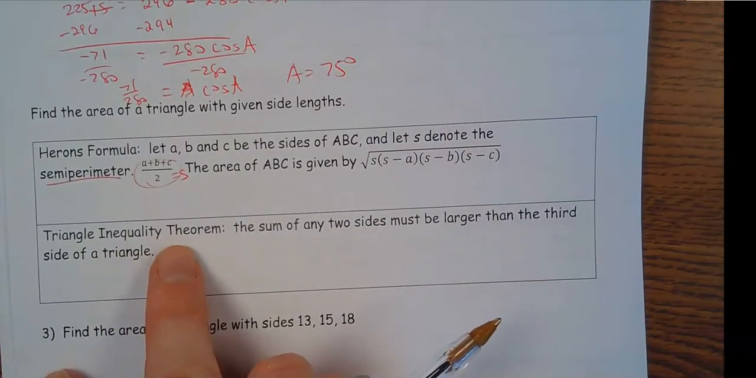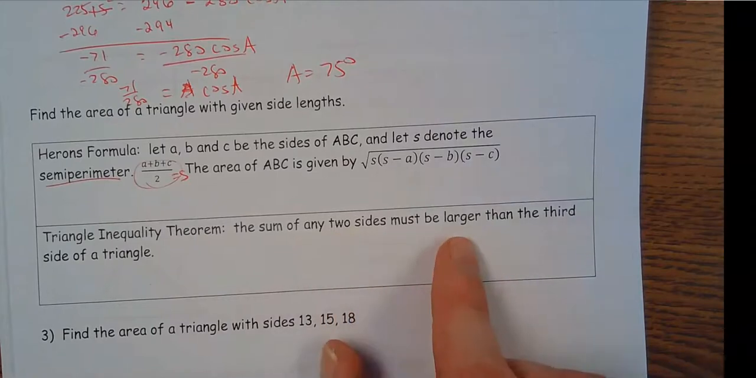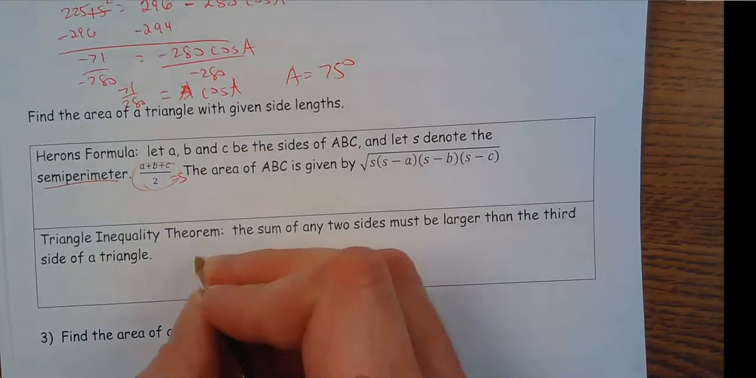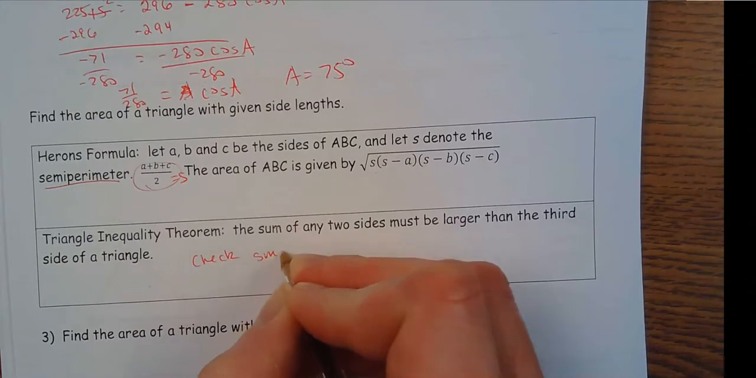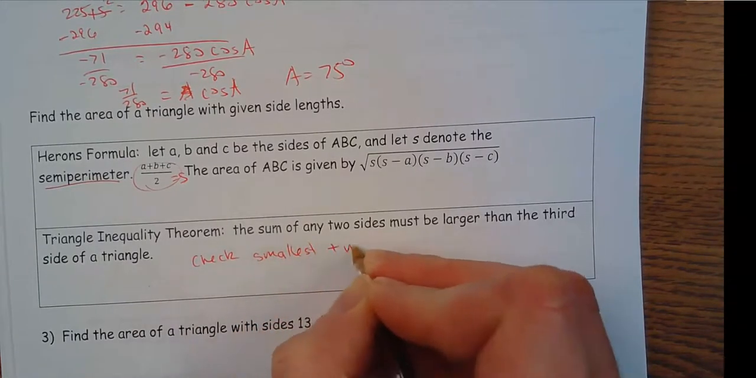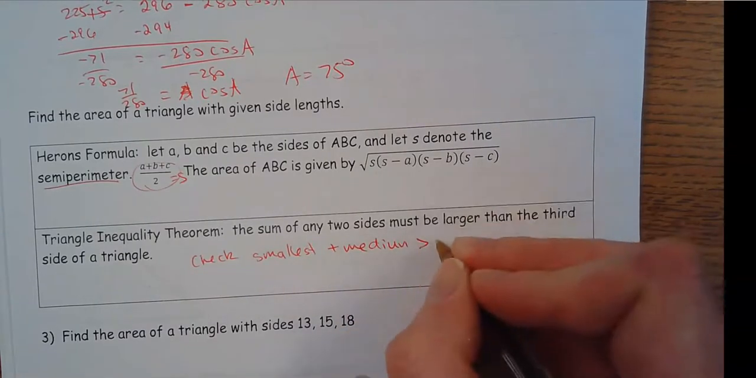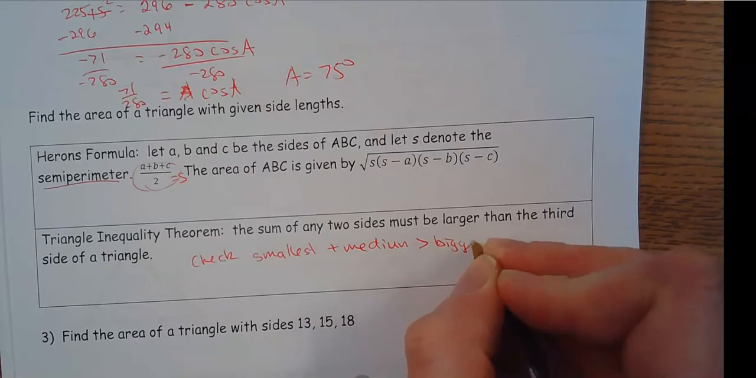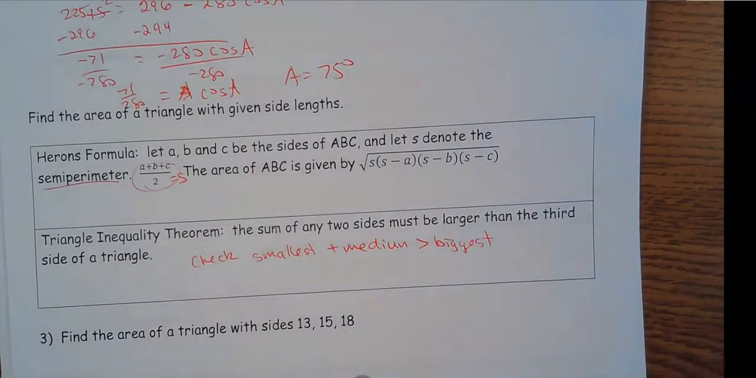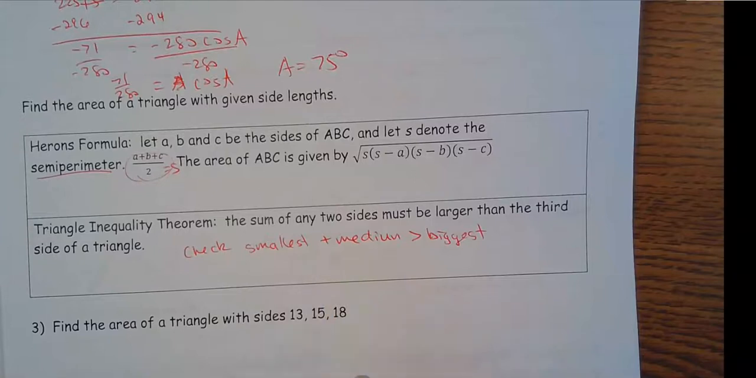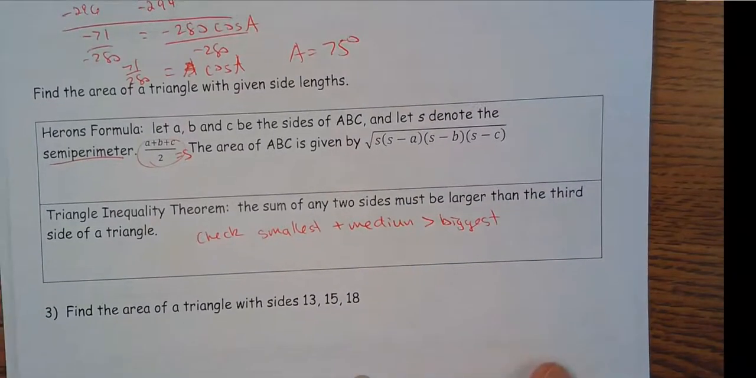So there's this triangle inequality theorem where the sum of any two sides must be larger than the third side. So if you're worried about whether or not it's a triangle, you really only need to check the two smallest sides. I would say check first the smallest plus the medium, and make sure that's larger than the largest, the biggest. If it is, then it works. Because if that is true, then the medium plus the biggest will be bigger than the smallest, and it has to be true. So if this is true, they all three have to be true. So before you try to find the area, make sure it's a triangle.